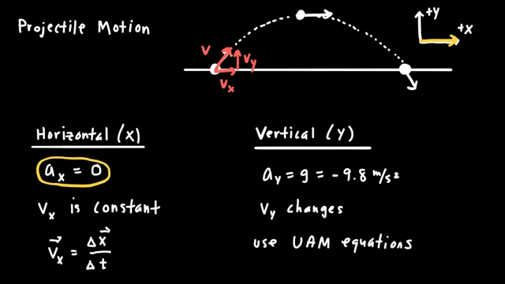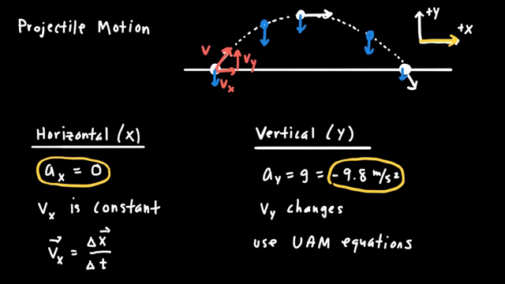Now the acceleration in the y direction is not 0, it's 9.8, because at all moments in time, there is an acceleration that points downward. So whether the object is here or here at the very top, right before it hits the ground, or even right as it's being launched, at all moments in time, there is an acceleration in the y direction that points downward of 9.8 meters per second squared.